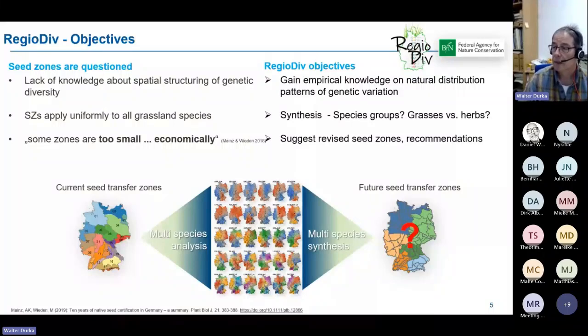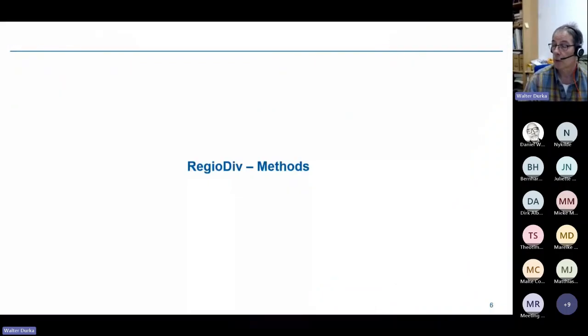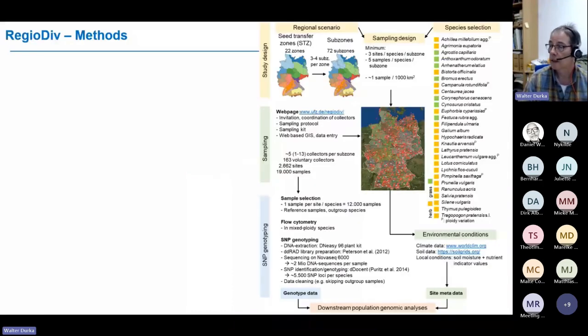to first have an empirical knowledge base on the genetic variation of species across Germany. In particular, the seed producers wanted to know whether one could build species groups and have different systems, for example, for grasses in contrast to herbs. And in general, we were asked to suggest changes to the system if appropriate. So what did we do? This is the whole scheme I will lead you through.